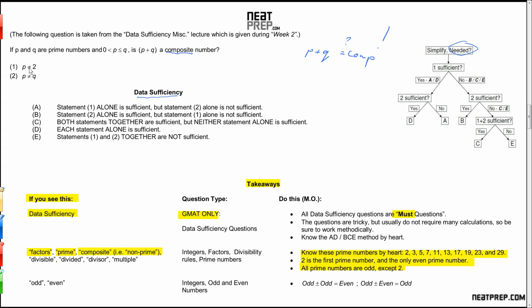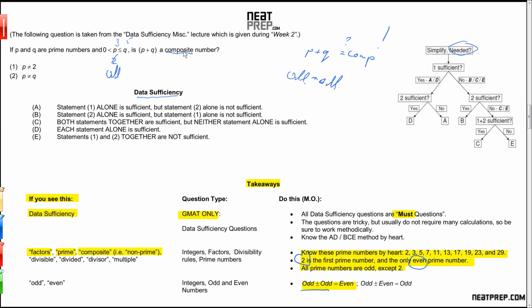Statement number 1 tells me that P is not 2. If P is not 2, that means that P will have to be 3 or 5 or something of that sort, and Q will also have to be 5 or 7, something of that sort. But if 2 is the first prime number and the only even prime number, and P is not 2, that means that P is going to be odd. If P is odd and Q is greater than or equal to P, that means that Q is going to be odd as well. What happens when you add an odd number to an odd number? The answer is you always get an even result.